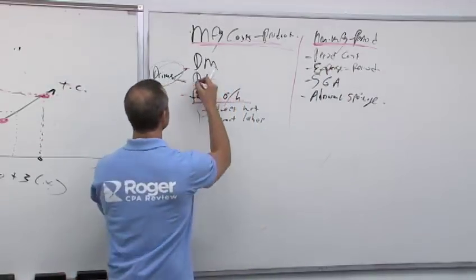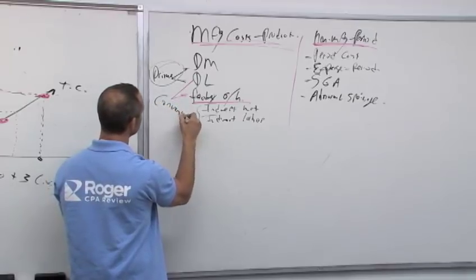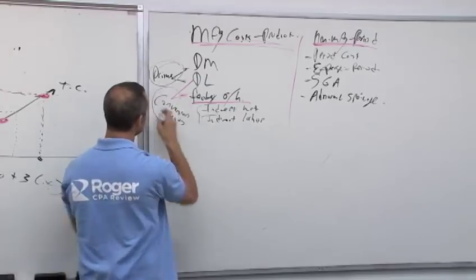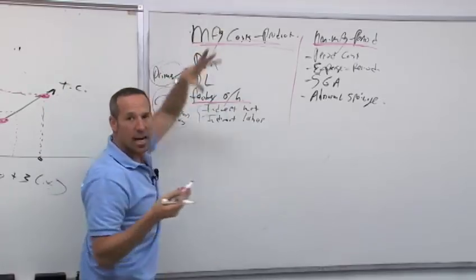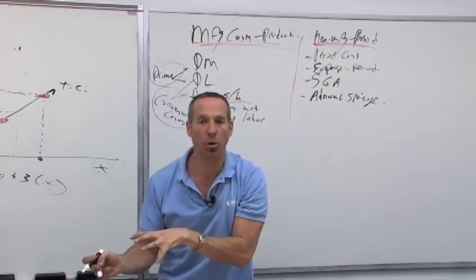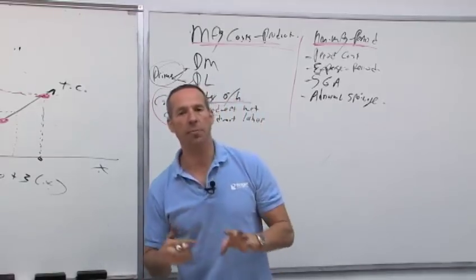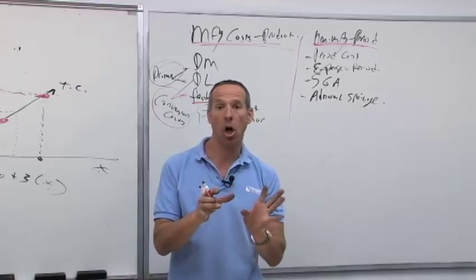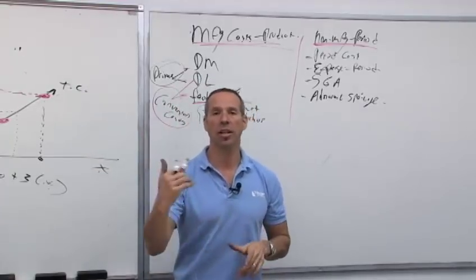What about these two together? These are called conversion costs. Those are the costs of converting a raw material to a finished good. What does it take to take this wood and make it a podium? Labor and overhead. So we're going to talk about materials, labor, overhead. Remember the words prime cost, conversion cost. Prime is direct materials, direct labor. Conversion is direct labor, overhead.